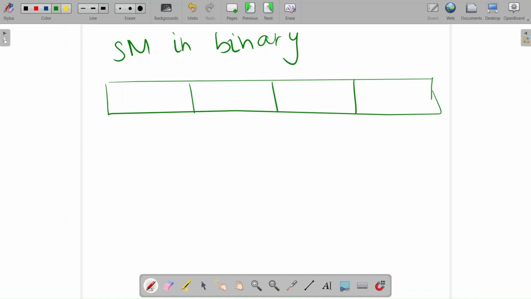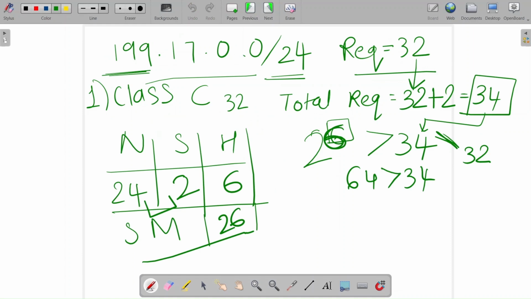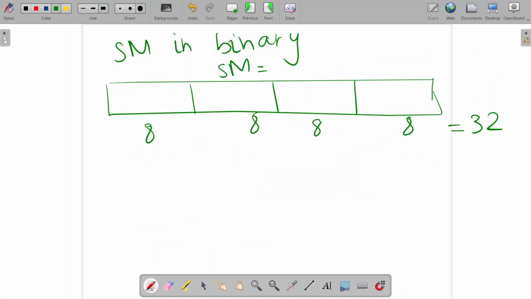I'm just going to divide this into 4 because there are 4 octets. Each one will have 8 bits because the total is 32. That is the standard, the total number of bits for any IPv4 IP. If you look back at our table, subnet mask is 26 and host is 6, because 26 plus 6 is again 32. Always ensure this and you will never mess up.